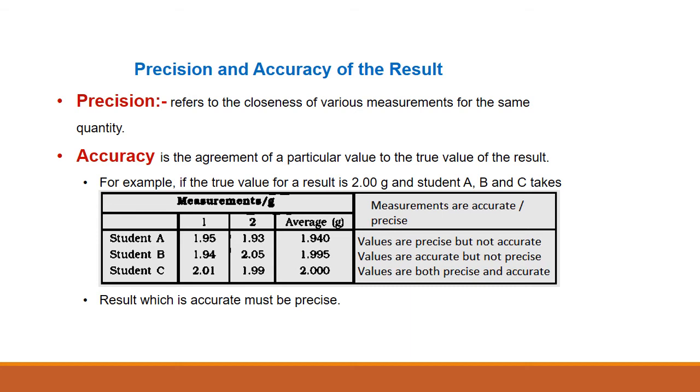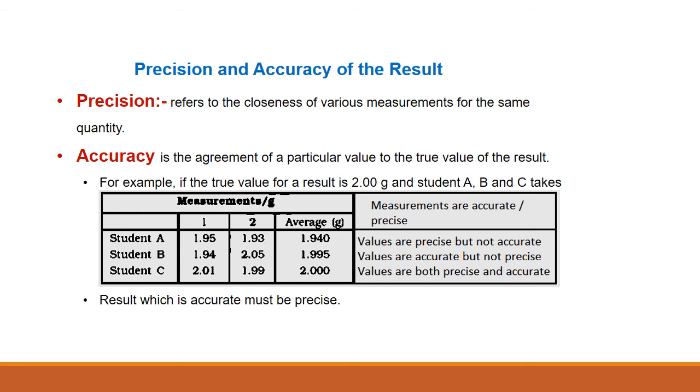Precision. Sometimes we see that the result is variable, and here it is very important to know about the precision and the accuracy of the result. What do you mean by precision? Suppose one student is doing some experiment and he is having different values at different times. So precision refers to the closeness of the various measurements. If these are very close to each other, then it is precise.